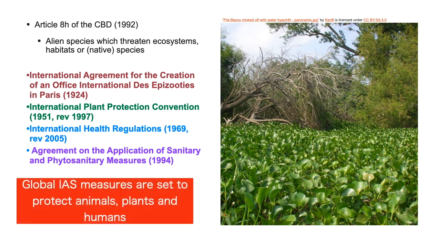And note that global invasive alien species measures, including the CBD, are set to protect animals, plants, and human health in a mutually supportive manner. And of course, cross-sectoral collaboration is important for their effective implementation.